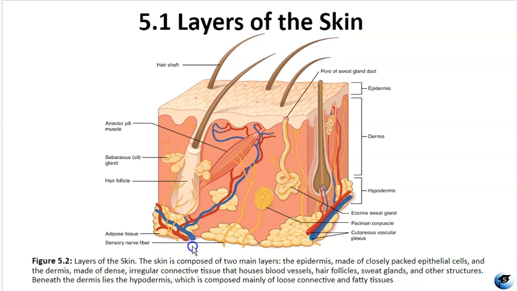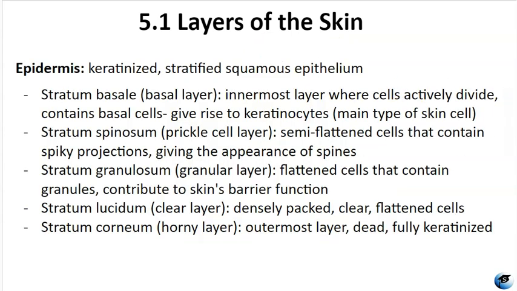The third unofficial skin layer lies beneath the dermis. It's called the hypodermis. The hypodermis is composed mainly of loose connective tissue and fatty tissues, which we learned about in lesson 2. The epidermis, the outermost layer of skin, is composed of keratinized, stratified, squamous epithelium, organized into several distinct strata. The innermost layer, the stratum basale, is where cells are actively dividing.